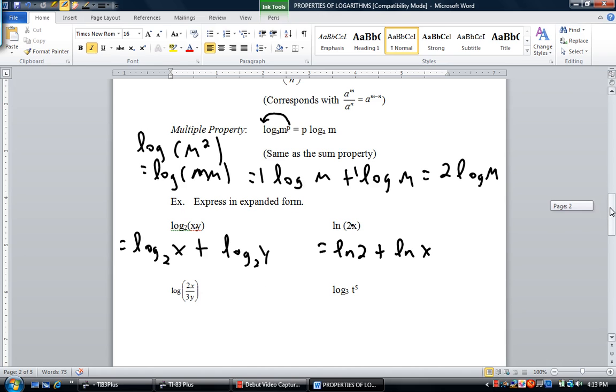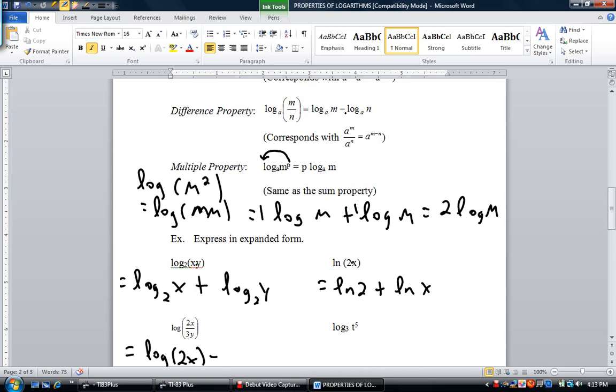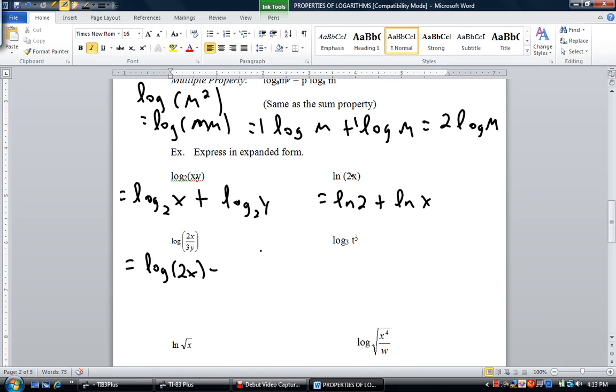Now this next one is a little bit more intense. I'm going to do it in 2 steps. First thing you'll notice is we have division. So we can separate division. So we have log of 2x. When we have a division, which means to separate, we use subtraction. That's the second property. When you have division, you use subtraction to separate if you want to expand it. Minus log of 3y. But we're not done because we have multiplication here and here. So we have to expand those.